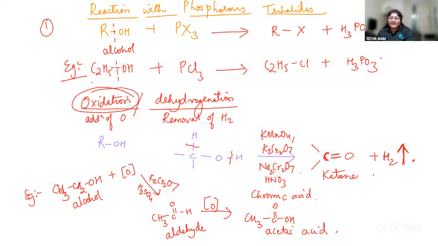Whenever we have strong oxidizing agents like K2Cr2O7 and so on, sometimes they directly convert the alcohol into acetic acid. Then at that time the aldehyde is not formed. So we can do this as a controlled reaction, and we can use this controlled reaction for the formation of aldehydes or acids, whichever is required.